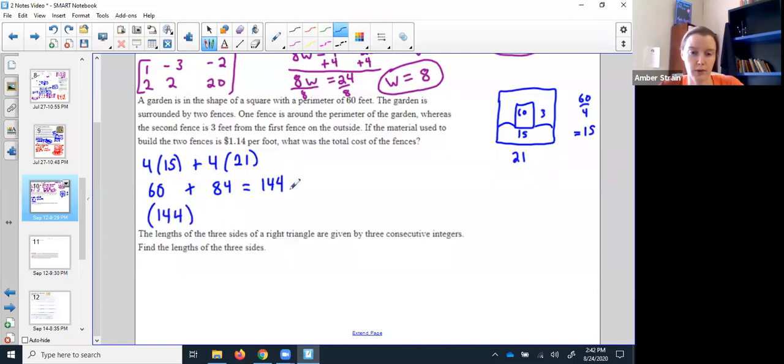I'm not quite done because I needed to pay for that. So if each one of those 144 feet of fencing cost me $1.14, then my total bill at the end of the day would be, turn the page, $164.16.